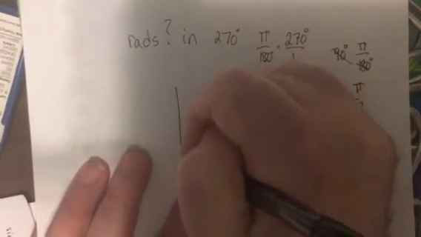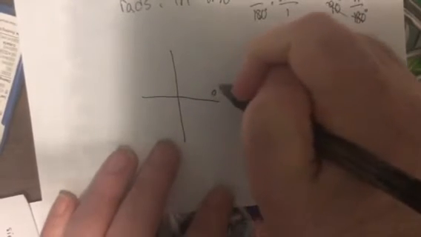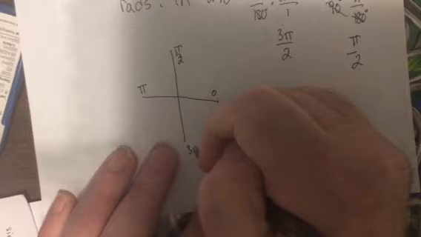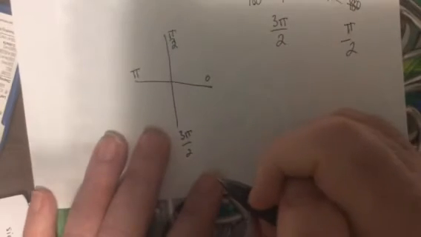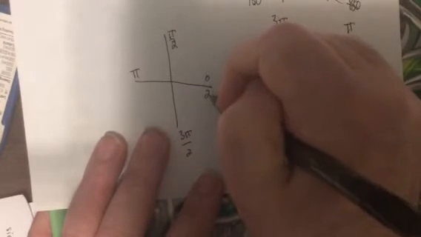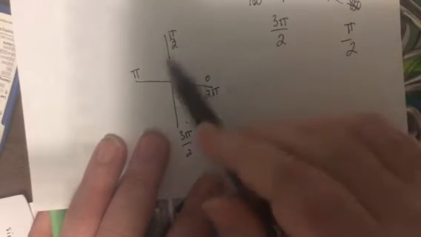If you look at a coordinate system, this is 0, this is pi over 2, this is 2 pi over 2, which is pi, 3 pi over 2, you just keep adding a pi over 2, and then this would be 2 pi, and then you could just keep going. So this is 4 pi, and then 6 pi.